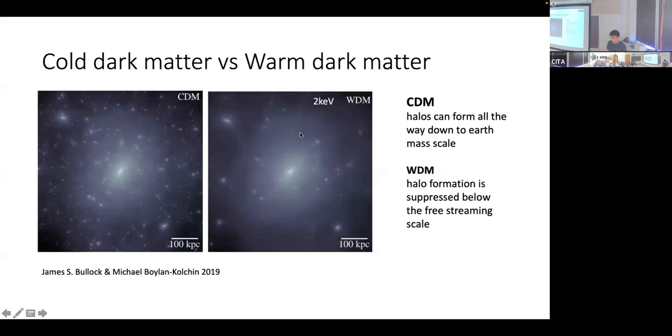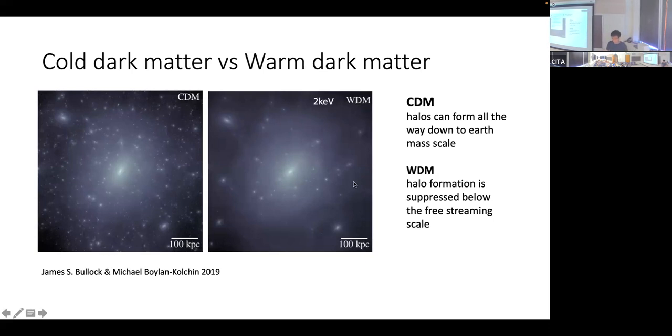On the other hand, if we look at some other dark matter models, for example, the warm dark matter, which has a non-negligible thermal velocity, then the small scale structures are just smoothed out. So that means that we do not see those smallest halos as we see in the cold dark matter models. So if we observe the smallest cold dark matter halo, that will rule out the warm dark matter models.